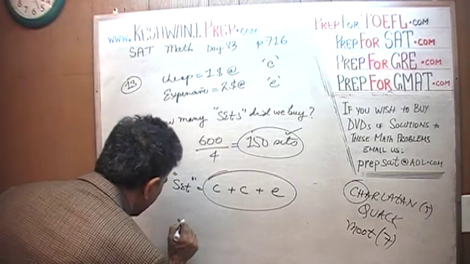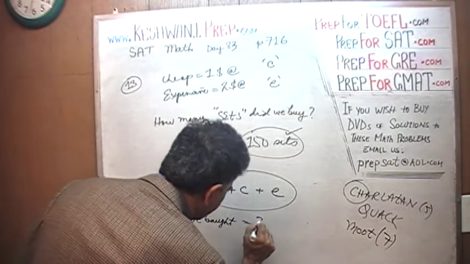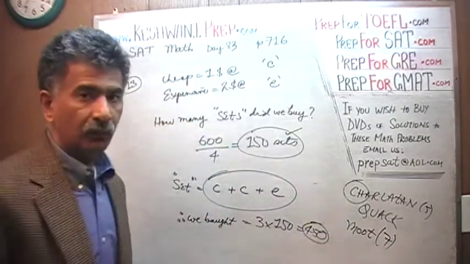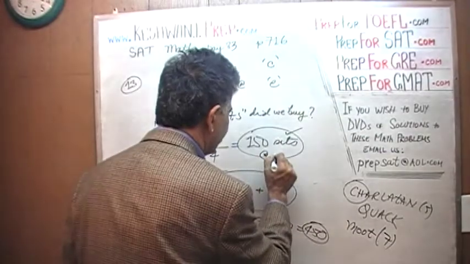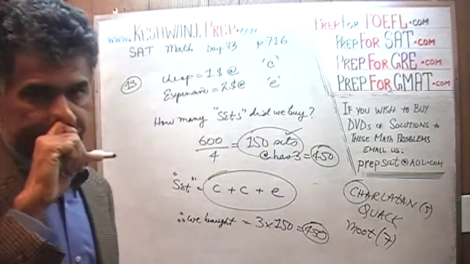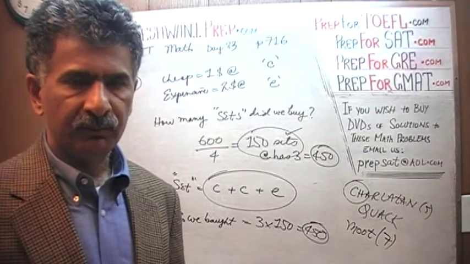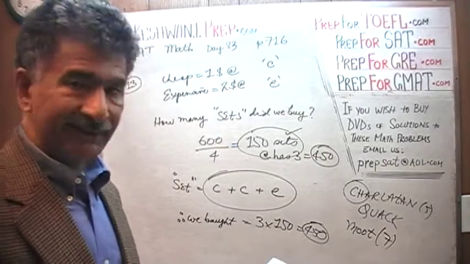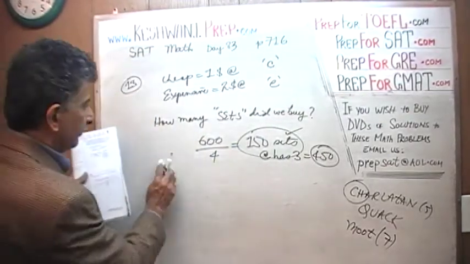Therefore, we bought 3 times 150, or 450 light bulbs. 150 sets, each has 3, therefore it's 450. Each set has 3 bulbs in it, therefore we must have bought 450 bulbs with $600. That's it. 450 total number of bulbs.